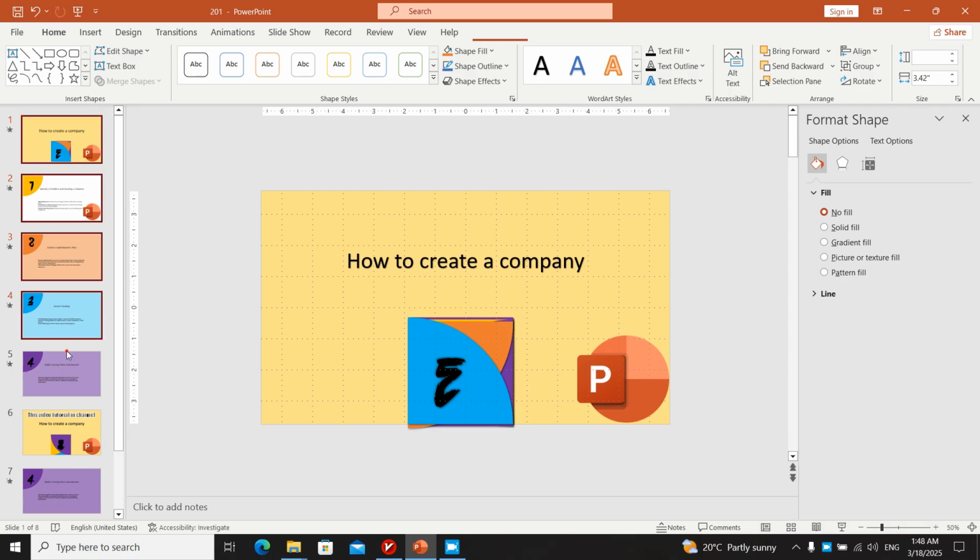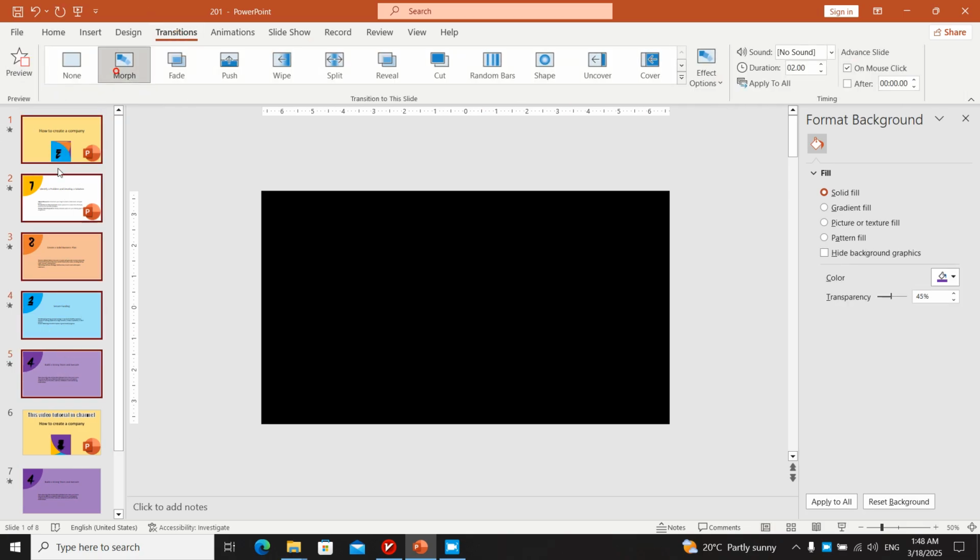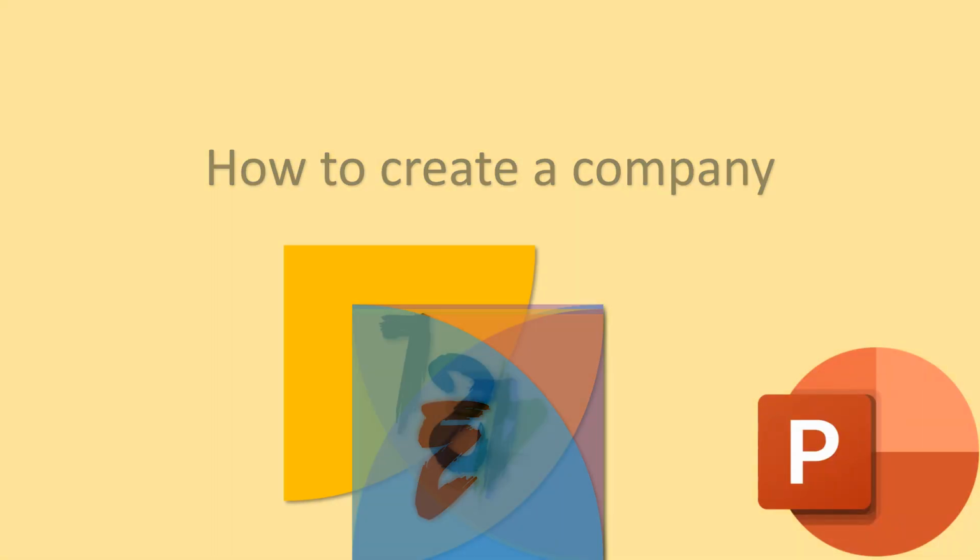and then you set the transition of our slide to Morph. Now just run it.